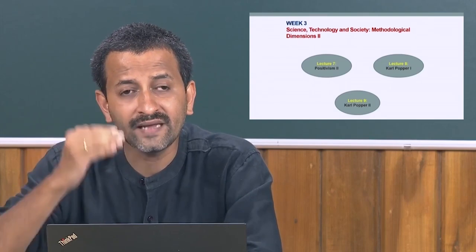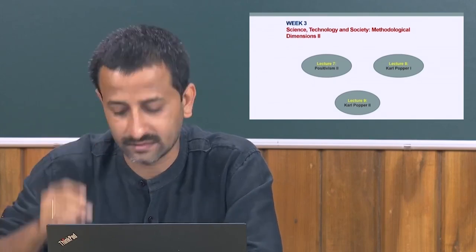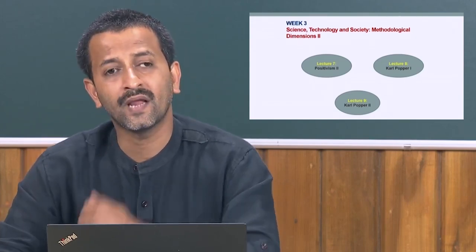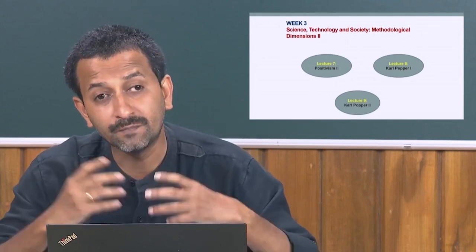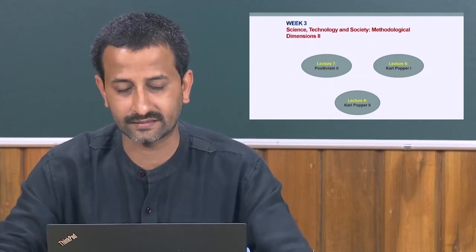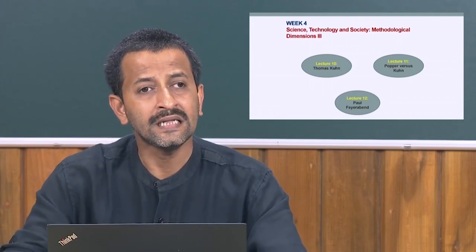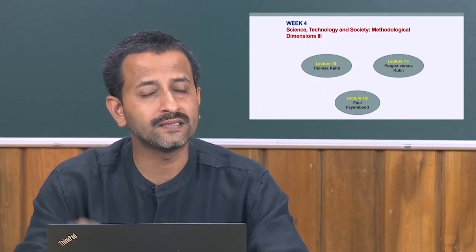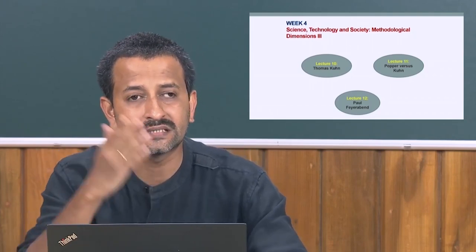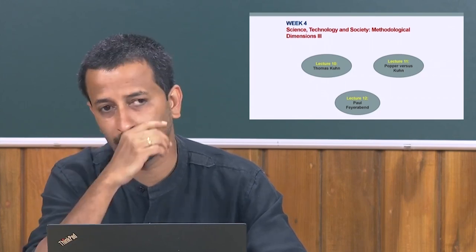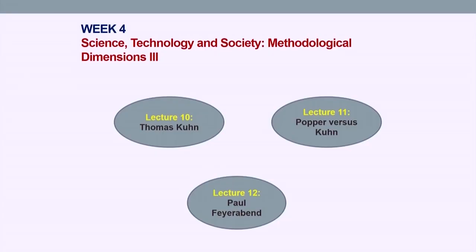In the 8th and 9th lectures, we have discussed Karl Popper. And under what conditions a hypothesis must be corroborated, we have already discussed. In the 4th week, the third section of methodological dimension, the third and final section in this course, we started with Kuhn, then Popper versus Kuhn, and then Paul Feyerabend.